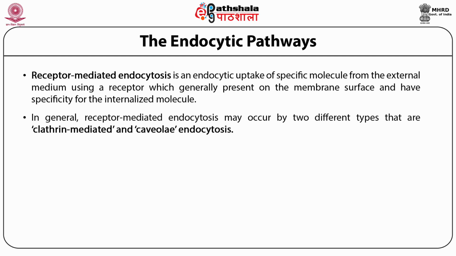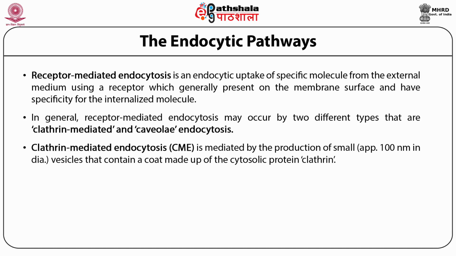In general, receptor-mediated endocytosis may occur by two different types, that are clathrin-mediated and caveolar endocytosis. Firstly, clathrin-mediated endocytosis is mediated by the production of small, approximately 100 nanometer in diameter vesicles that contain a coat made up of a cytosolic protein that we call clathrin.